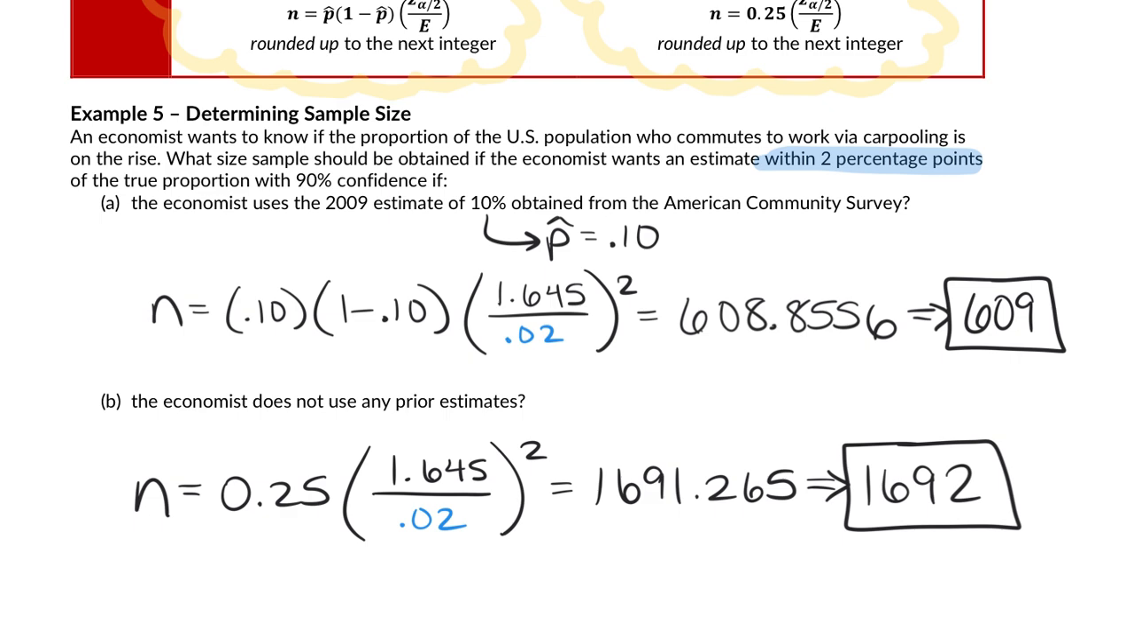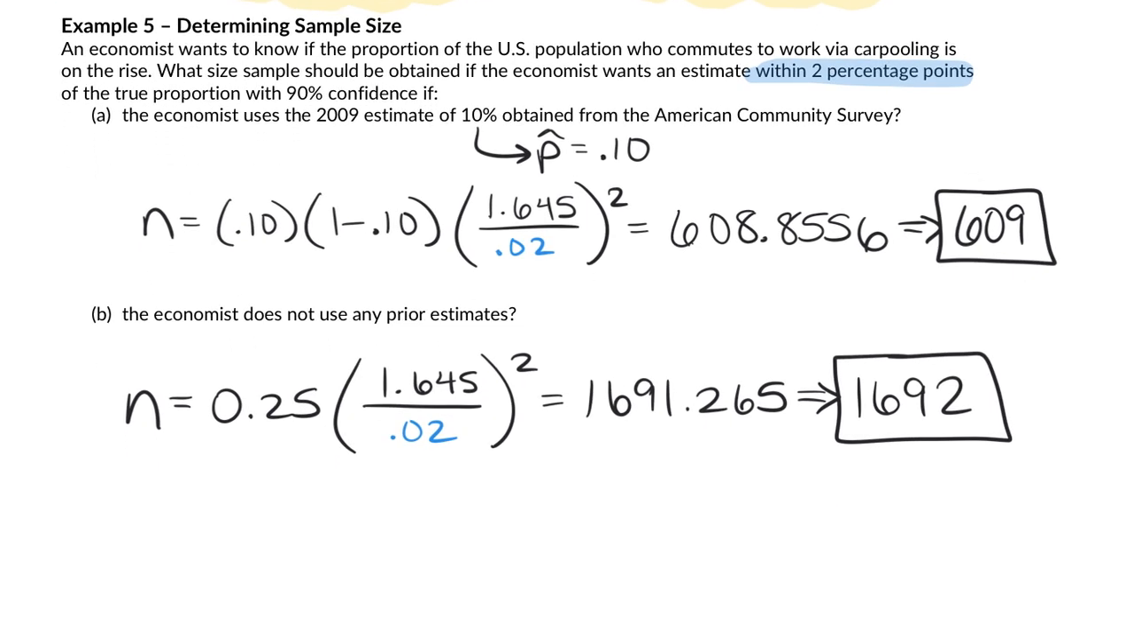Now question, what's the difference here? In general, which one required more? The second one. If we don't have a prior estimate, we have to survey more than double the amount of people. So that's something that surveyors take into account when they're doing inferential statistics, because it is going to be a lot easier to survey 609 people than 1,692. So not having a prior estimate is always going to make your required sample size much larger, usually doubled if not more.